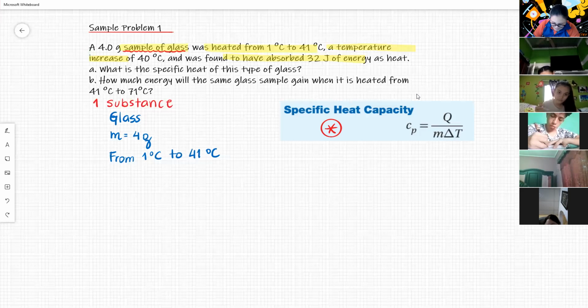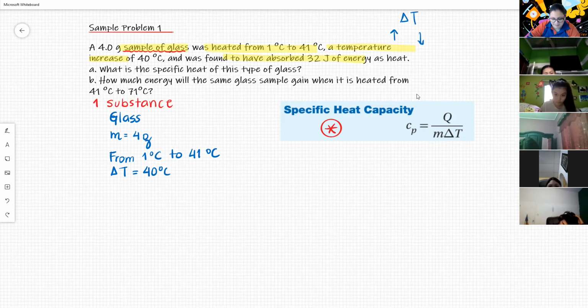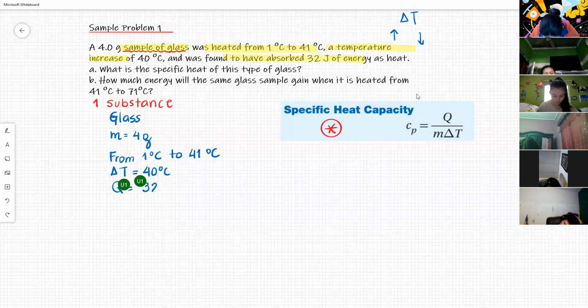So when a problem mentions temperature increase or decrease, you're talking about delta T. So the problem directly is telling you that the delta T or the change in temperature here is 40 degrees Celsius, okay? But we can get it from the equation too, okay? But still, we need to continue. It says, and was found to have absorbed 32 joules of energy as heat. To specify about energy, we need to write the letter Q. Q is equal to 32 joules.